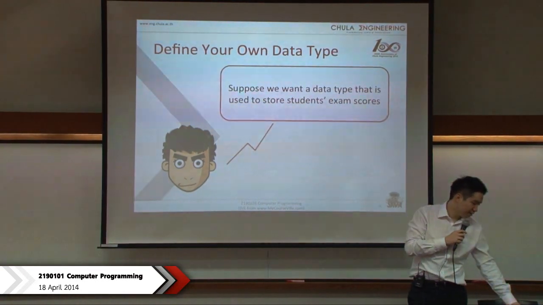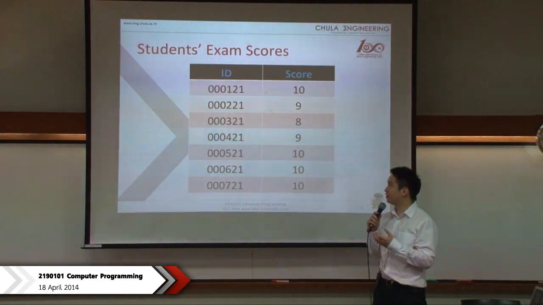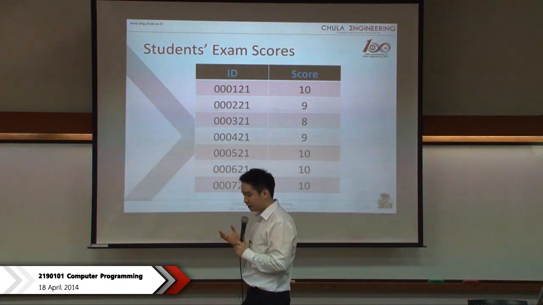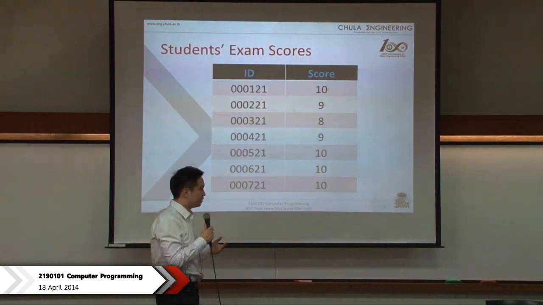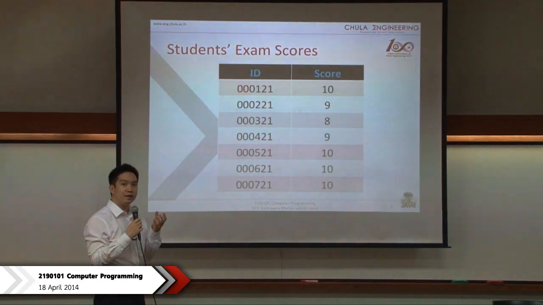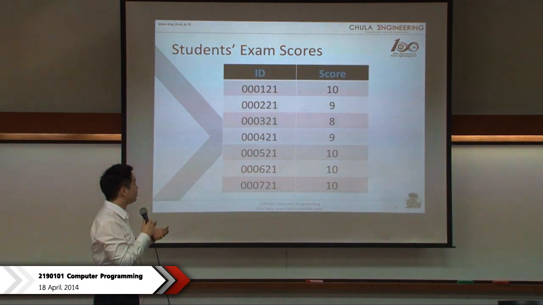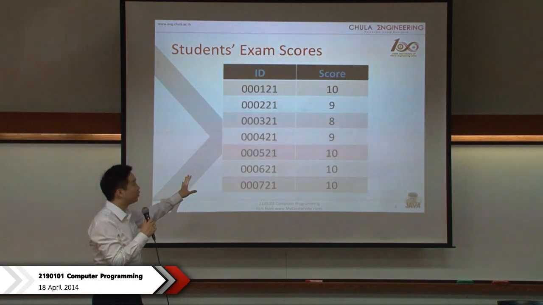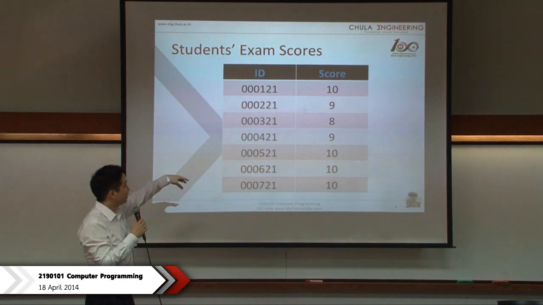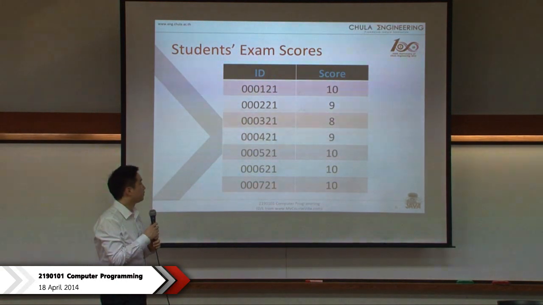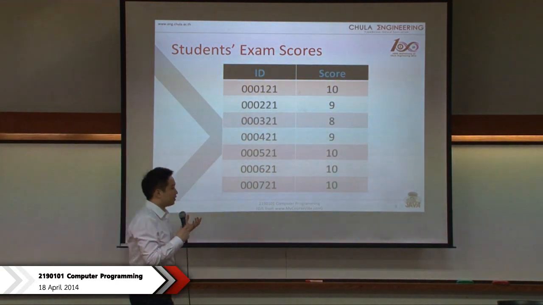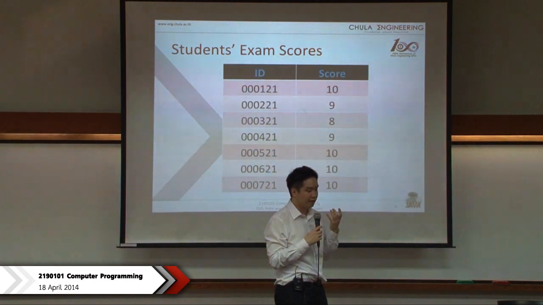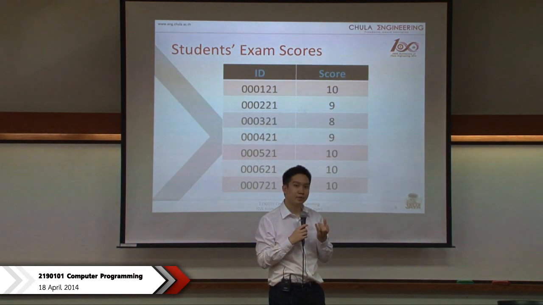So let's just look at the data type graphically. Okay? How might you store the students' exam scores? Well, if you were equipped with pen and paper, you might write them down in a table like that, a two-column table with ID and the score, right? Well, if that is what you want to do, how can we do that? How can we achieve the same thing using Java?